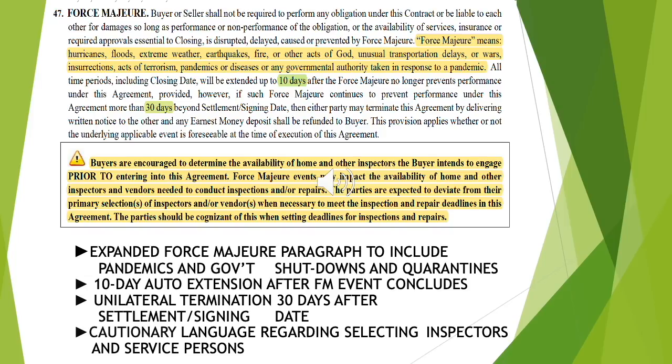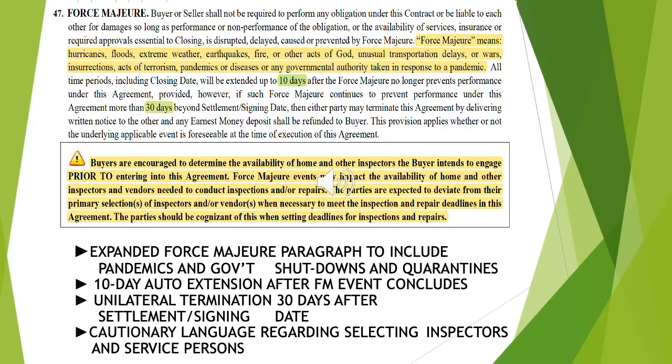So, in other words, if you want to use somebody specifically and they're not going to be available for 2 weeks, don't set your objection deadline in the contract for 10 days, because that person is not going to be available, and you will be expected to find somebody else to do the inspection, if there are other people available.